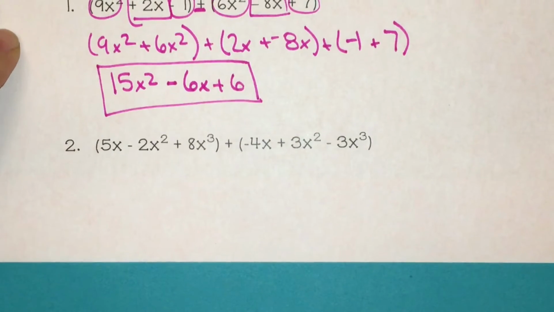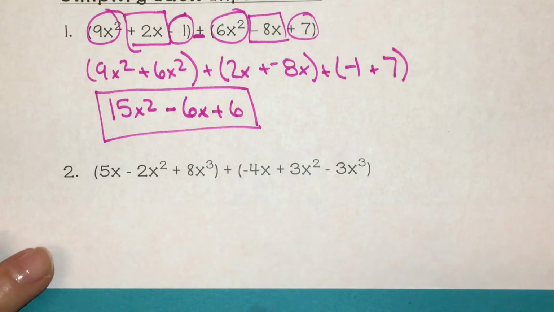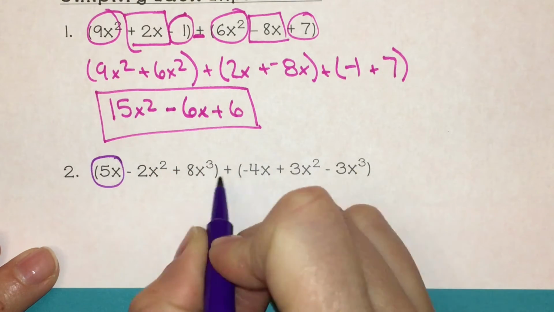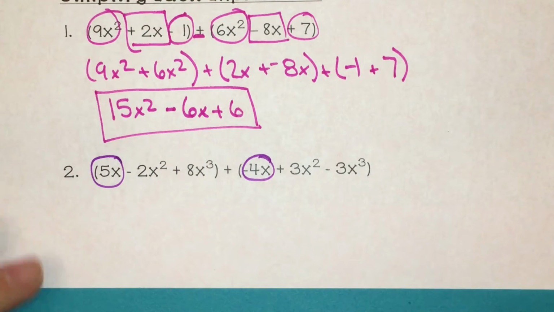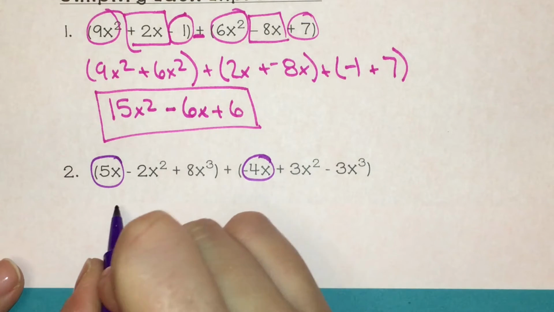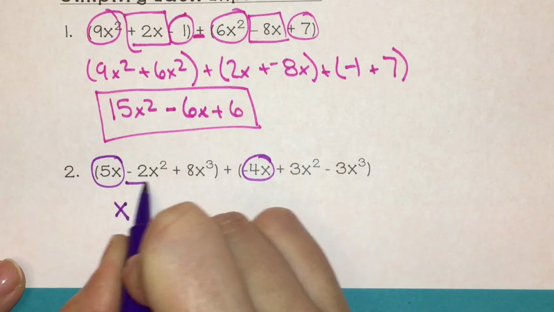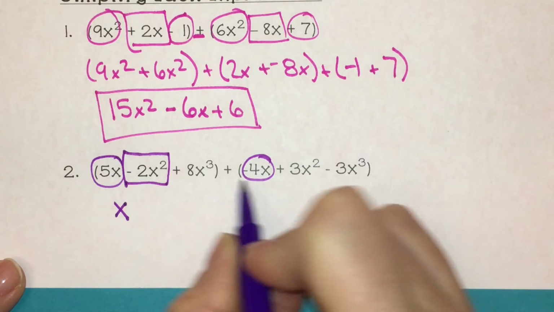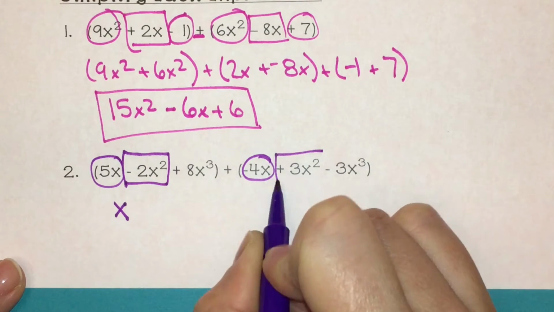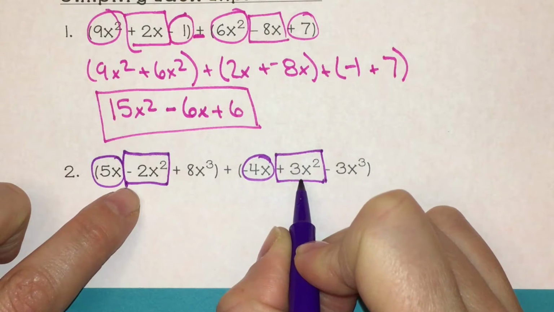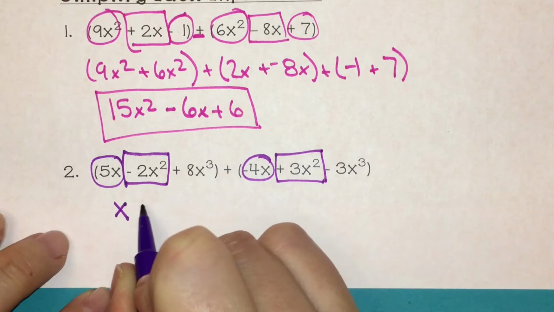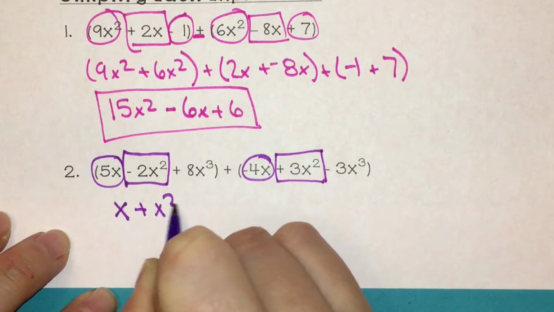All right, second one. We have 5x plus negative 4x. Some of you can do this in your head. So 5x plus negative 4x gives us 1x or x. Negative 2x squared plus 3x squared. Negative 2 plus 3 is positive 1x squared, so plus x squared.